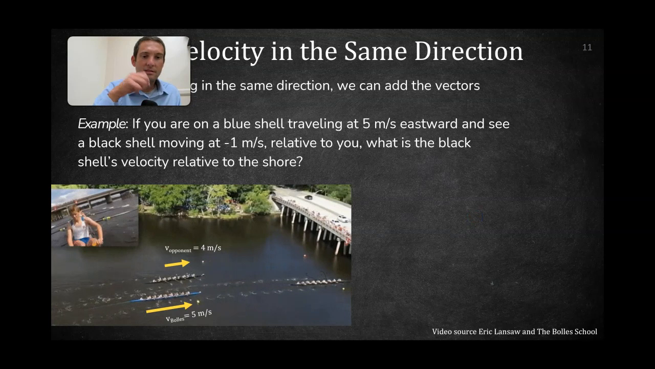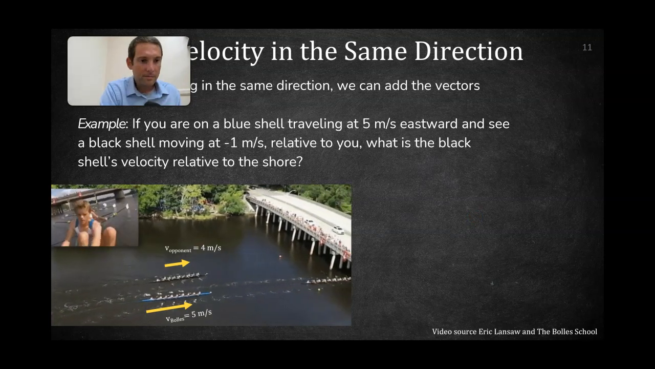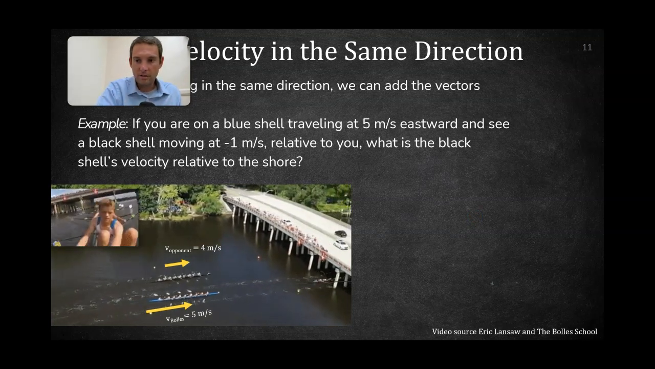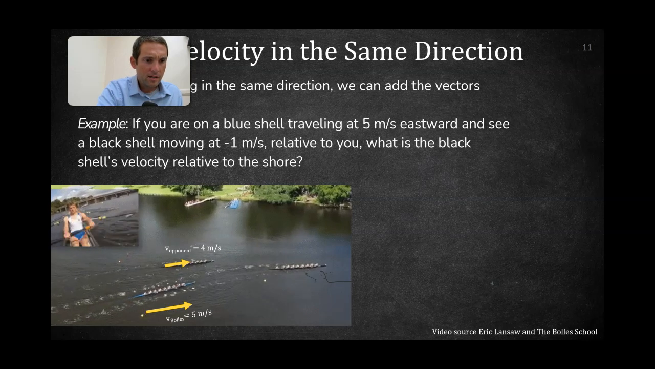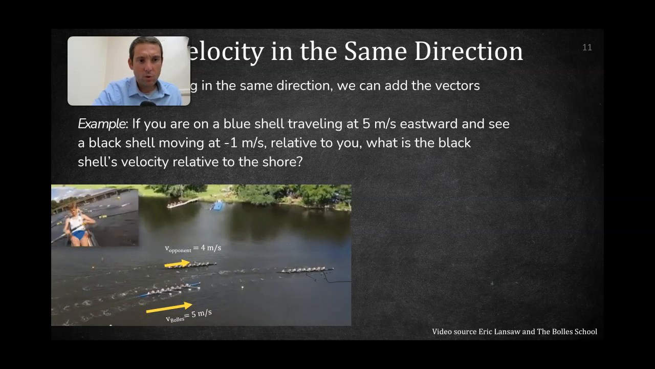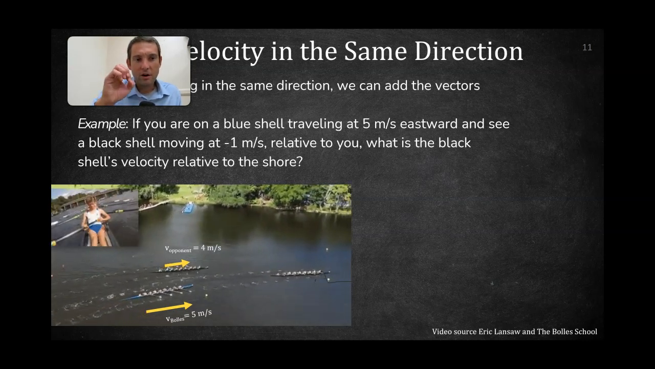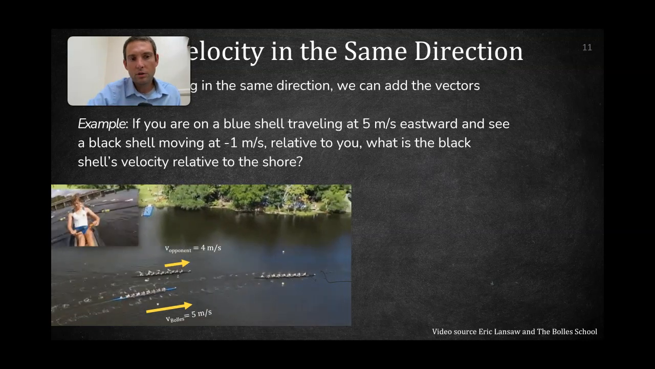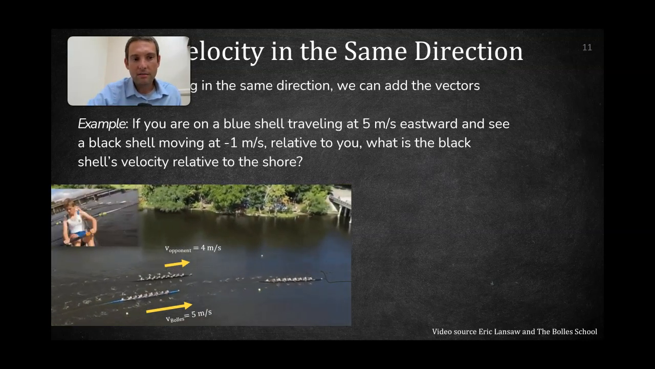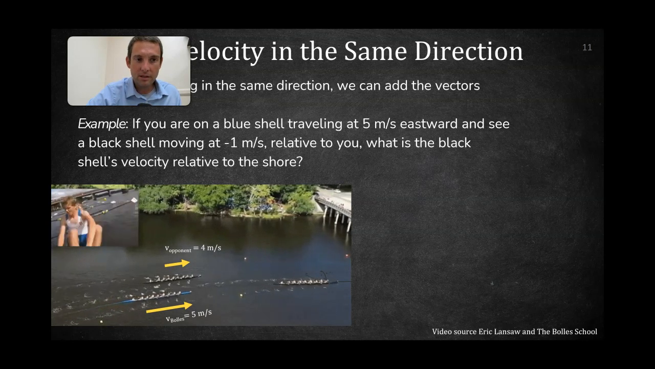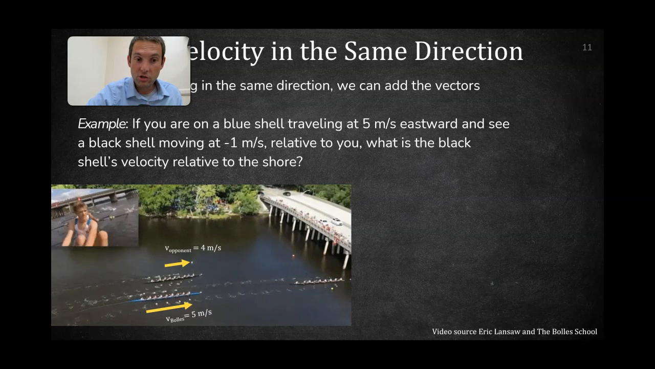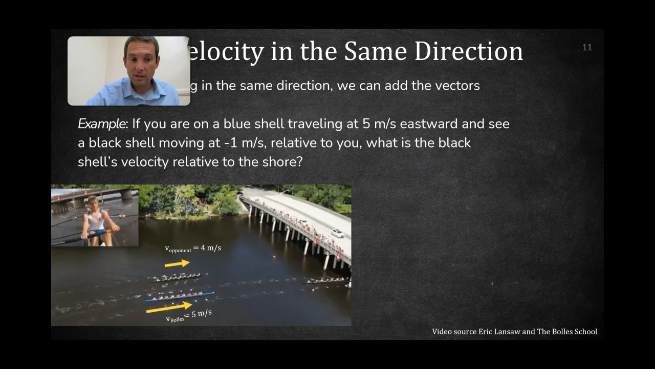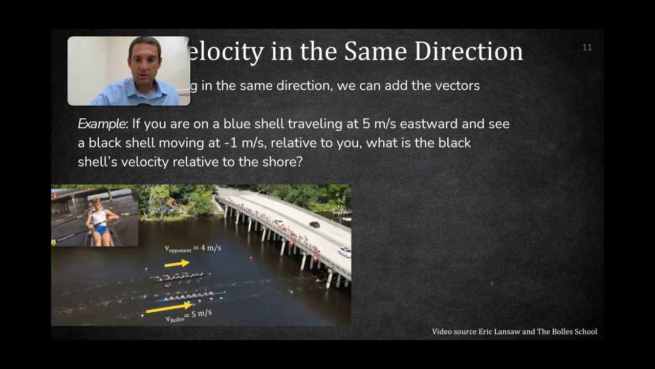One thing about this video taken from the Bolles School crew, thank you to Eric Lansaw. In the top left corner, you see the camera fixed on the boat. It does not appear like that young man rowing is going anywhere. Meanwhile, there's the overhead view that shows clearly not only are they moving, but they're overtaking the black shell.